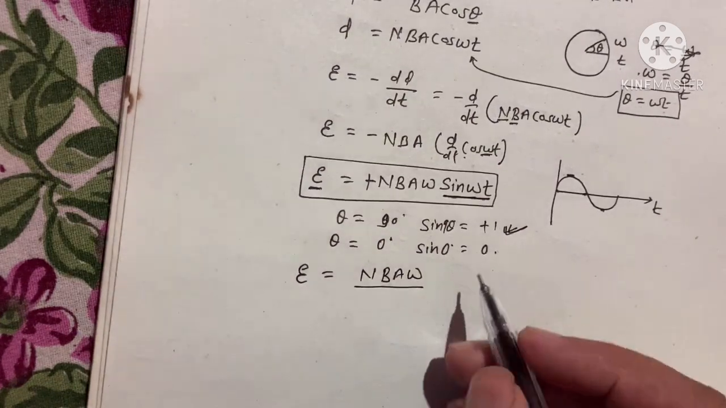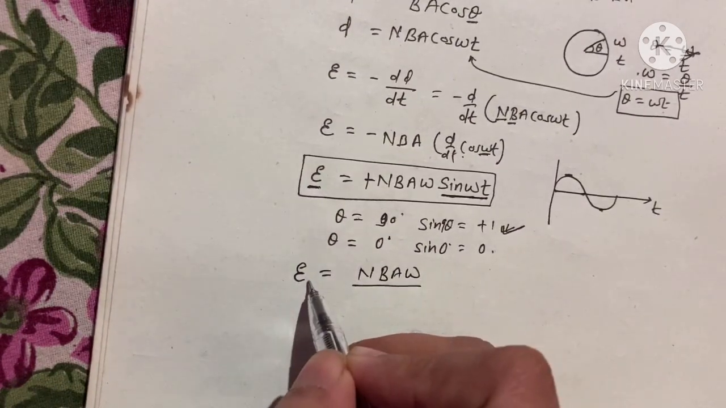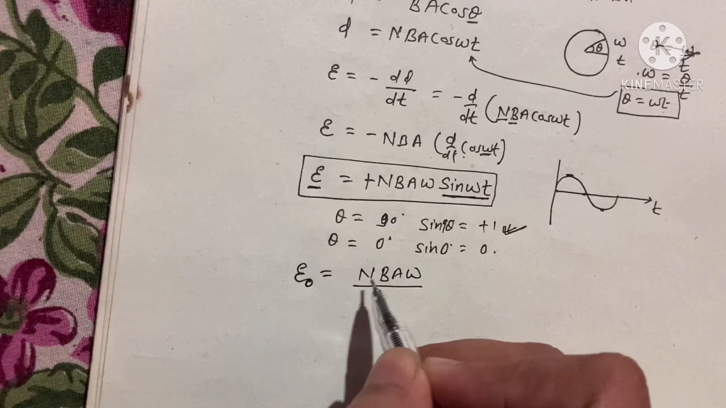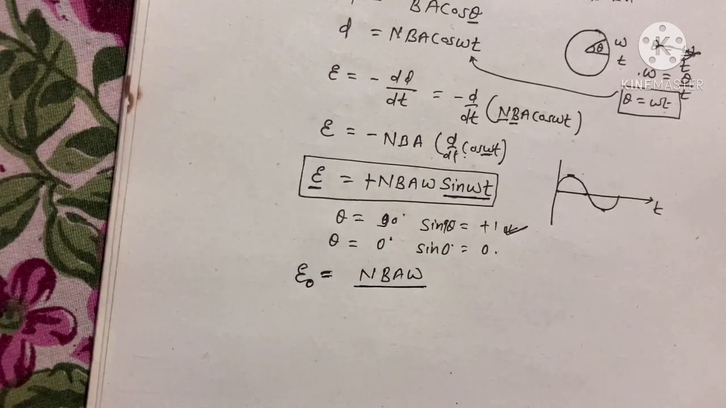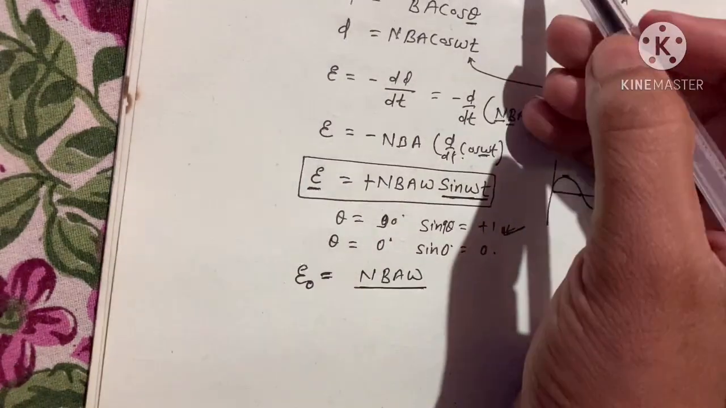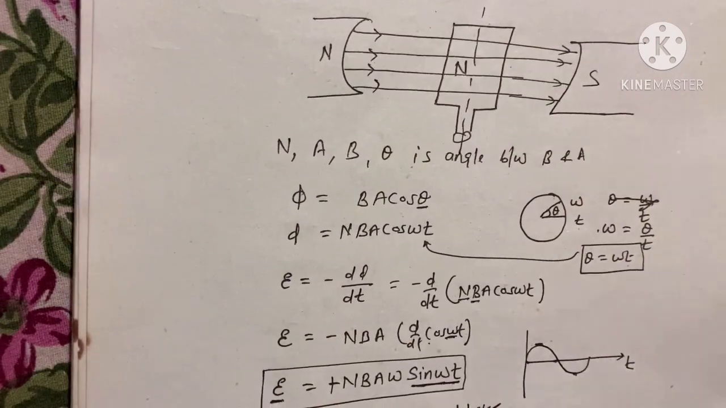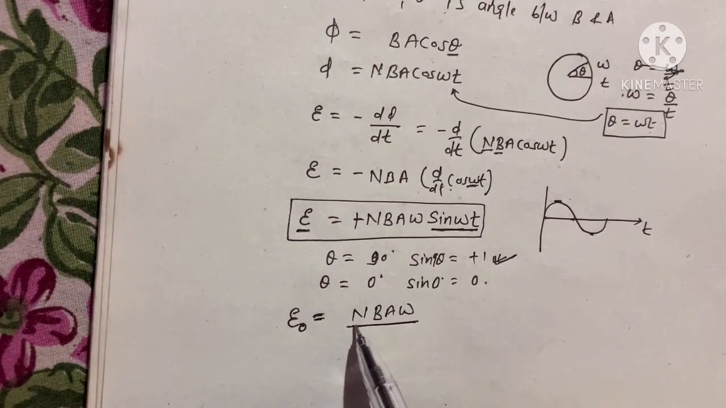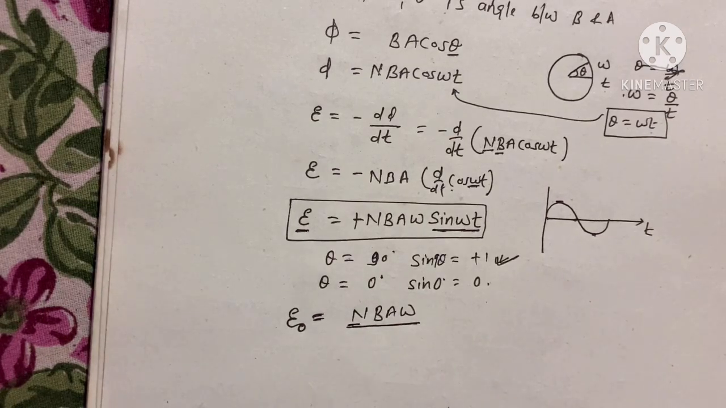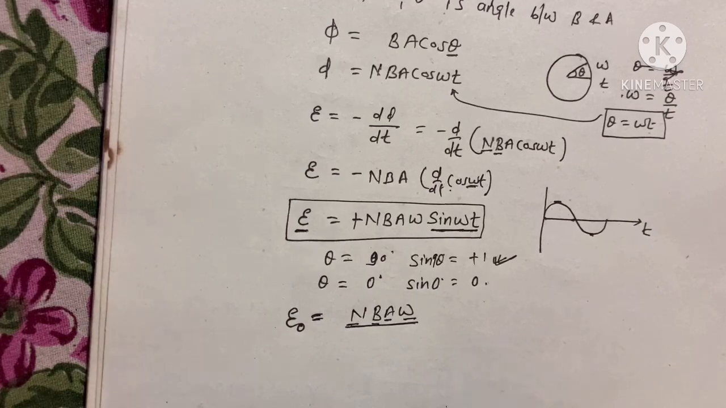Now this is the maximum value, and we will represent it as E naught. This maximum value E naught is equal to NBAω. It means the EMF induced in this coil depends on the number of turns. If you increase the number of turns, then the EMF will also increase. The second term is magnetic field, the third is area, and the fourth is omega.